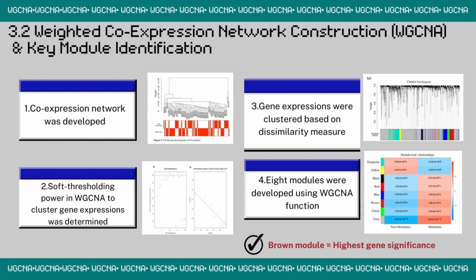Then, the gene expressions were clustered. This is based on the dissimilarity measure of 1-TOM. Lastly, 8 modules were developed. This is by grouping the genes with similar gene expression patterns into 8 different groups or modules, represented by different colors. This was calculated by the WGCNA function. It was found that the brown module was the best module to be selected, as it has the highest gene significance for metastasis status.